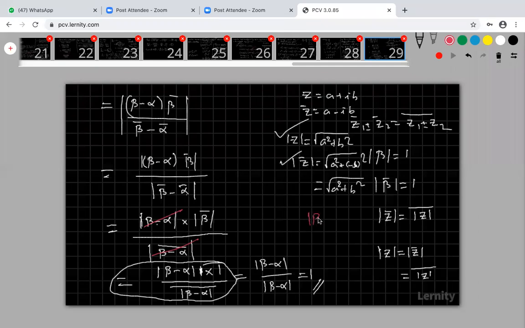The magnitude of beta is equal to 1. The magnitude of beta bar is equal to 1. So therefore, this is also 1. So 1 into 1 divided by 1, the answer will be 1. Okay.